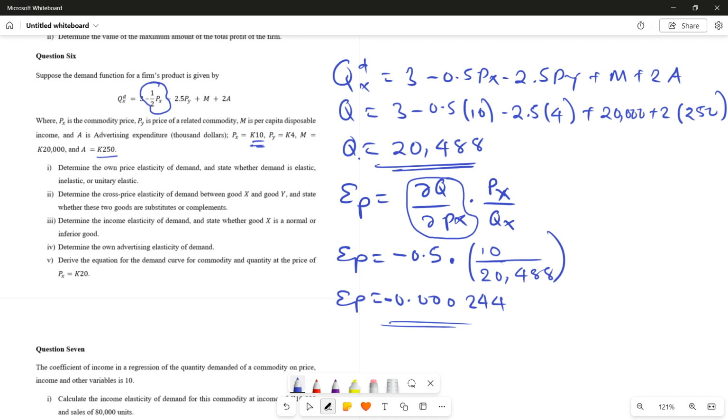Now, you know what? Getting this answer here is one thing. Understanding this answer is another thing. Because it is after understanding this answer that you'll be able to answer the question. Okay, now listen to this.